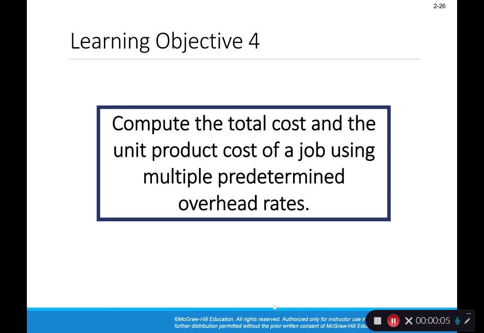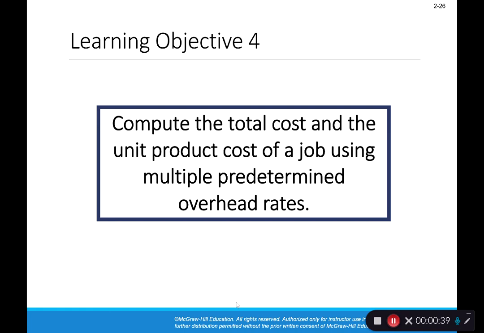Welcome back. We're going to talk about using multiple predetermined overhead rates to allocate cost to our jobs. Good news, if you're a little confused about using a predetermined overhead rate, you're going to get some practice right now, and we're going to do it twice instead of once, because using multiple predetermined overhead rates gives us more accurate information, but it's the same exact process as using a single predetermined overhead rate. We just do it more than once. So more practice, the better.